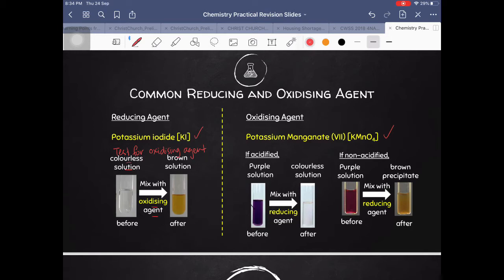Potassium manganate is used to test for the presence of a reducing agent. The original color of potassium manganate is purple. After mixing with a reducing agent, you will observe the color change from purple to colorless if the potassium manganate is acidified. If it's non-acidified potassium manganate, the color changes from purple to brown.